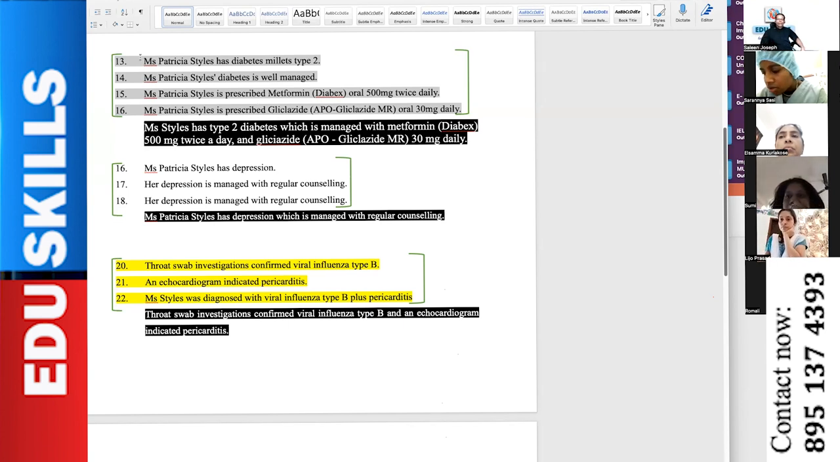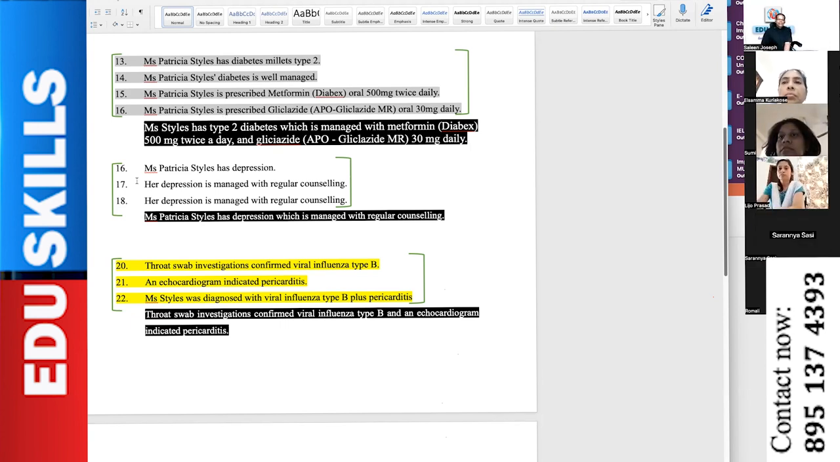Then you have to strike out. You see, Ms. Patricia Styles, all these repetitions are eliminated. Only once it is written. This is how a compound sentence is constructed. Strike out all immaterial things. That's how we gain competency. Yeah, please read 16, 17, 18 and the compound sentence.